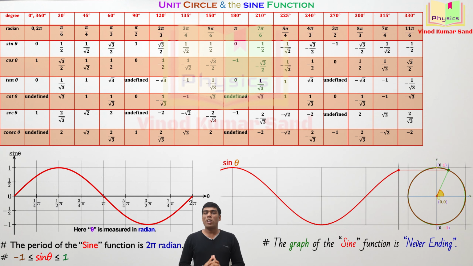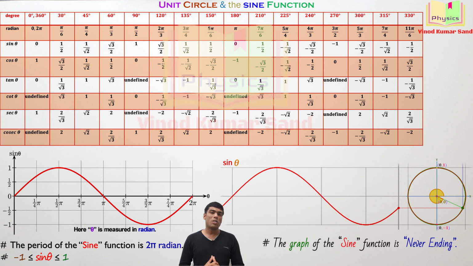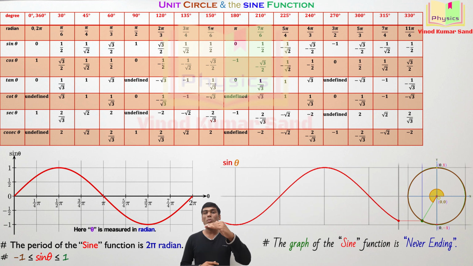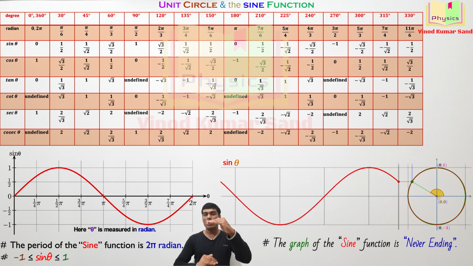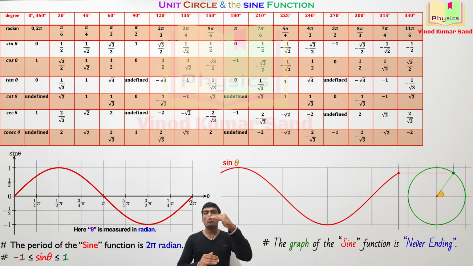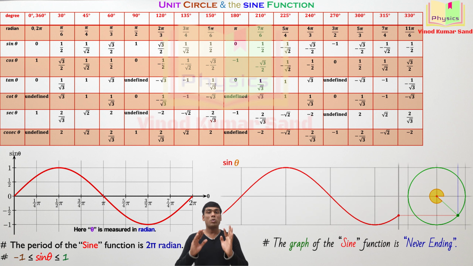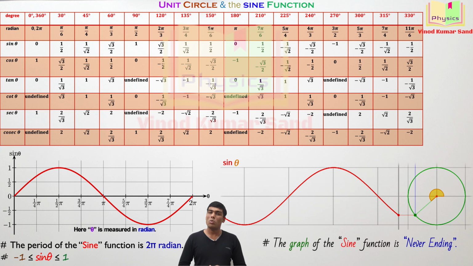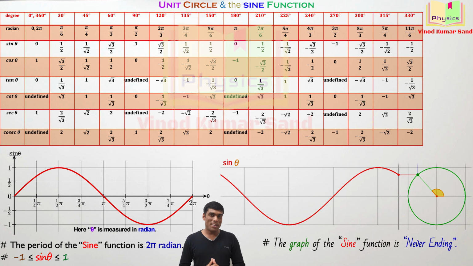For example, if someone asks you, can you find a theta for which sine theta is equal to 2? Is it possible? No. Sine theta's maximum value is 1 only. Sine theta's minimum value is minus 1. So all the values of sine theta will lie between these values only. You can never get sine theta equal to 2, minus 2, minus 5, or 10. I hope you understand this.